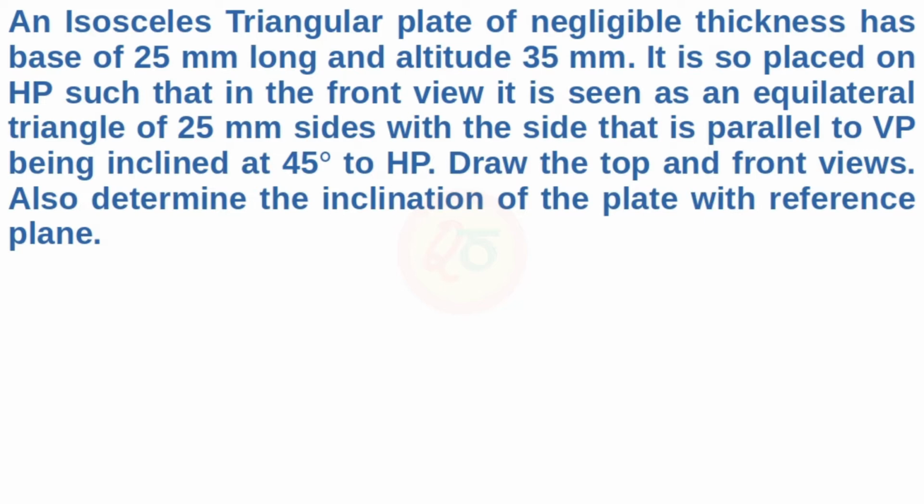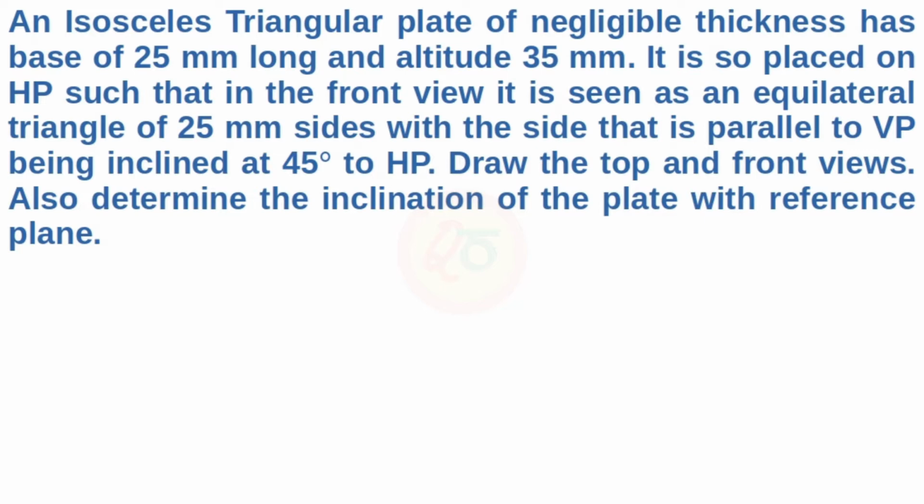We'll look into a very different type of problem today, wherein an isosceles triangular plate of negligible thickness has a base 25 mm long and altitude 35 mm. It is so placed on HP such that in the front view it is seen as an equilateral triangle of 25 mm sides, with the side that is parallel to VP being inclined at 45 degrees to HP. Draw its top and front views. Also determine the inclination of the plate with reference plane.